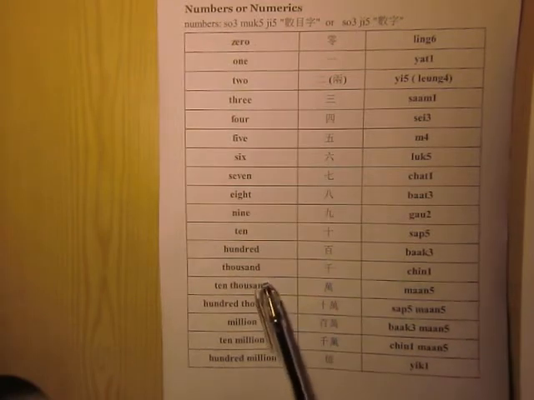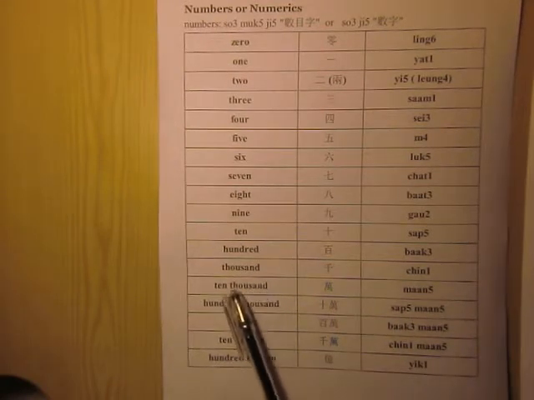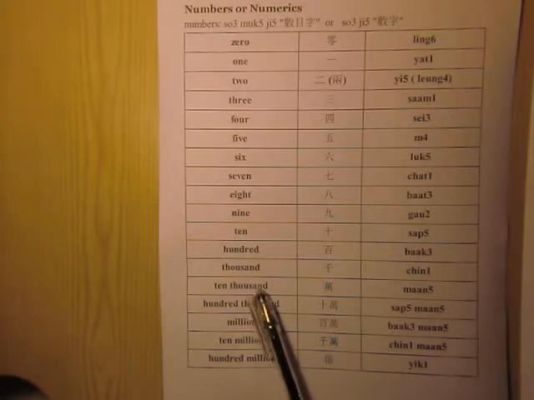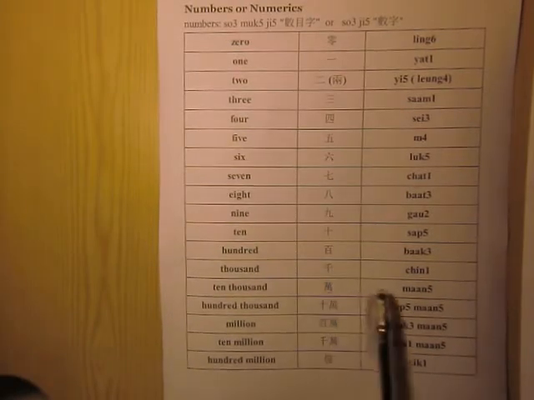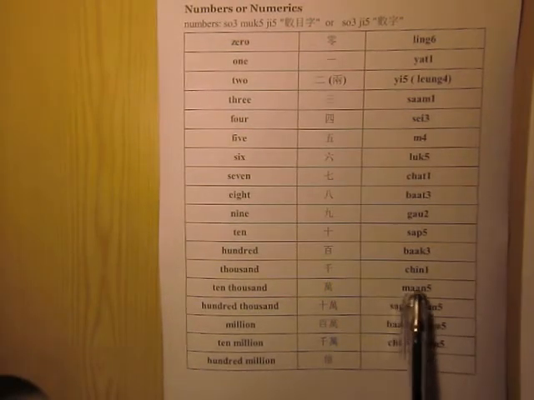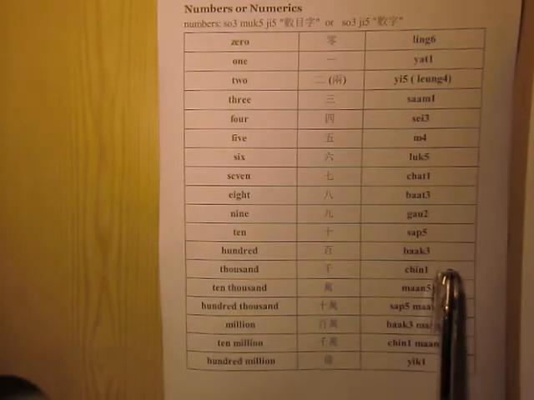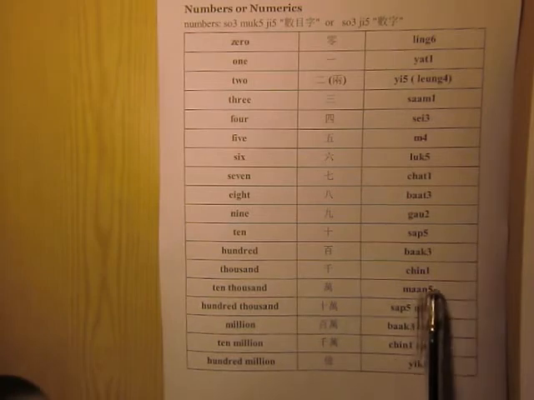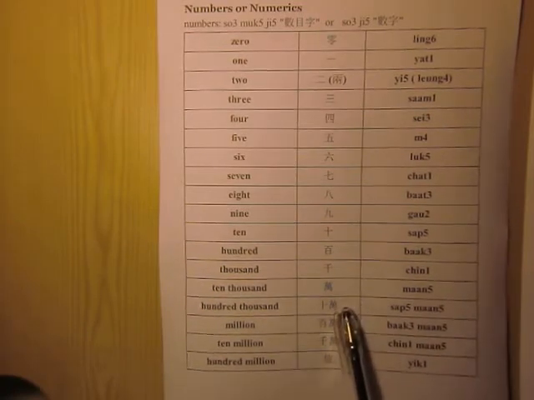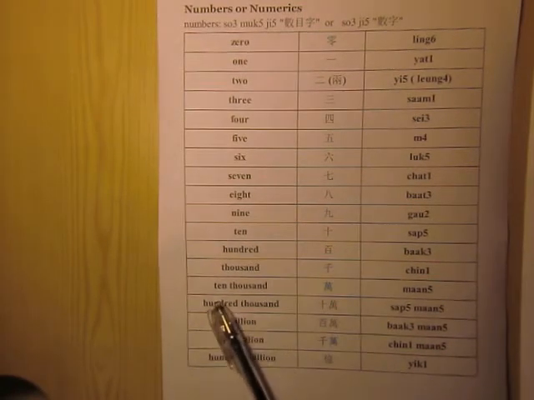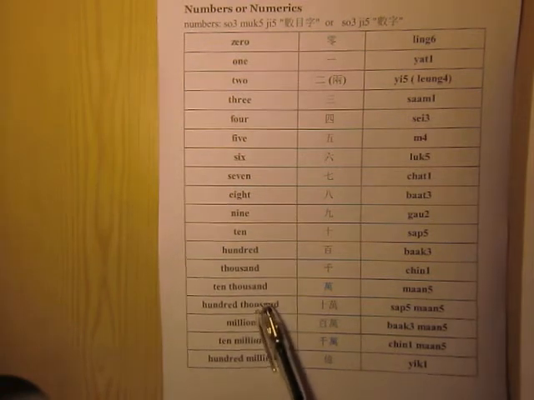So let's start with 10,000, which has 4 zeros. Right? So whenever you have 4 zeros, you have the word man. 0 1 2 3 4 5 6 7 8 9 10 100 千 man. And then 5 zeros, 100,000. Right? 100, 2 zeros, 1,000, 3 zeros.